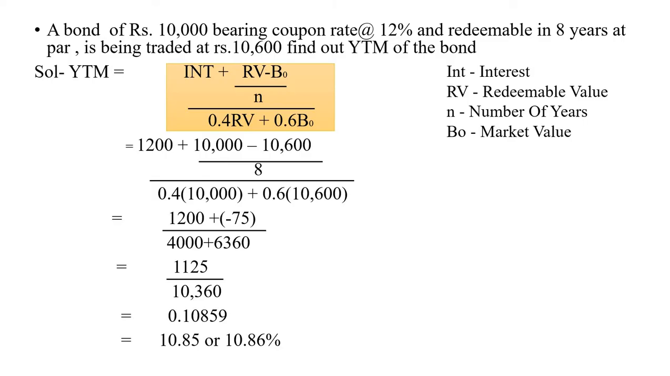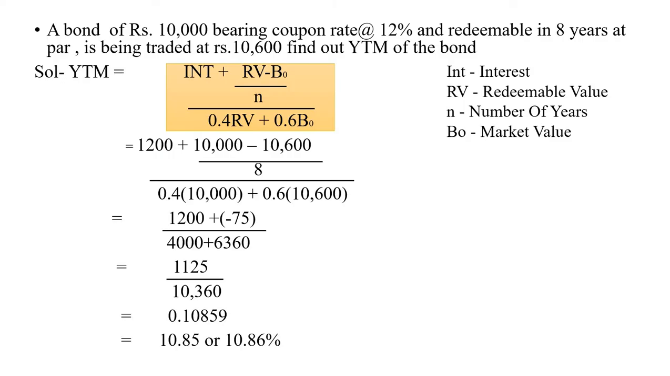Next, minus B naught. So what is B naught? B naught is nothing but the market value of the bond. RV is the redeemable value or maturity value of the bond. B naught is the market value of the bond. Divided by small n. So that indicates the number of years. How many years the bond was there? That is n, number of years. Whole divided by 0.4 RV plus 0.6 B naught. RV is the redeemable value, and B naught is nothing but the market value.